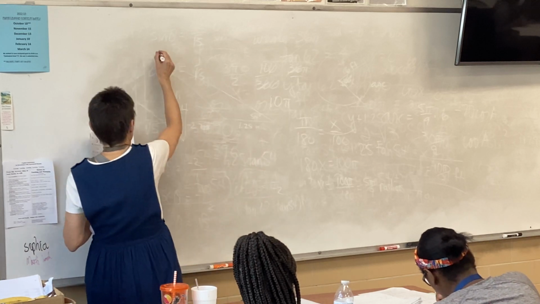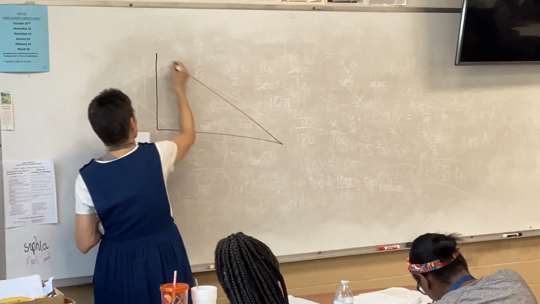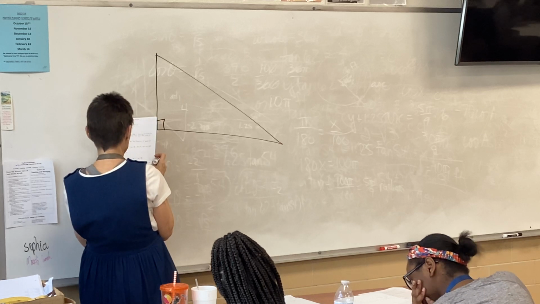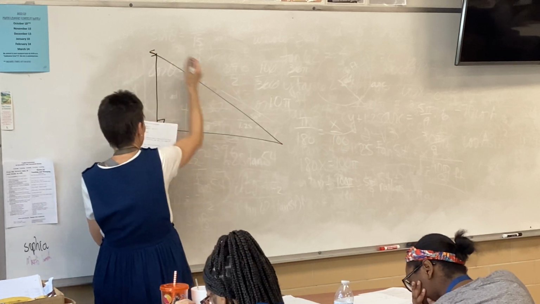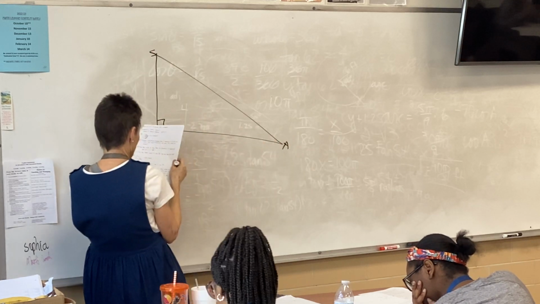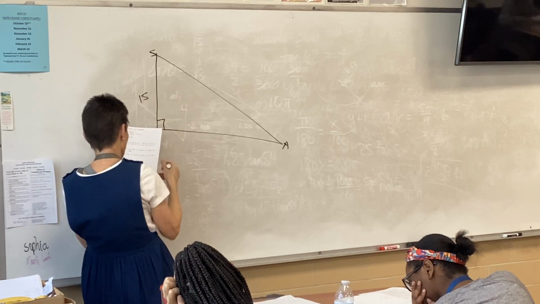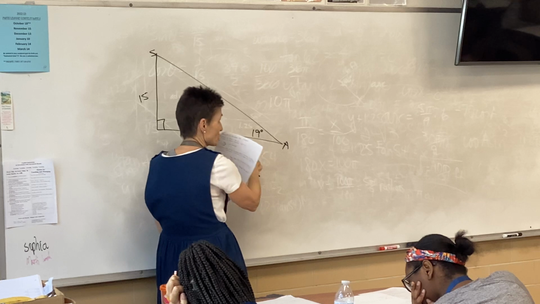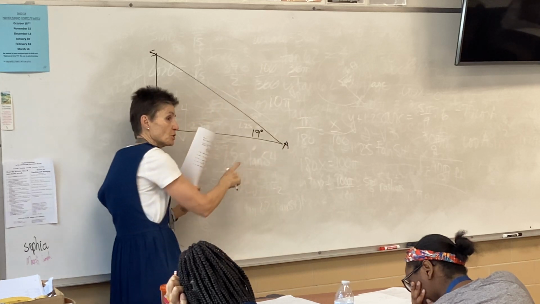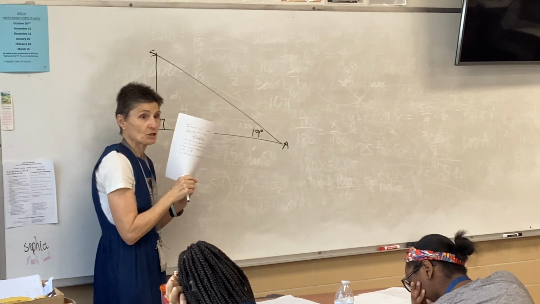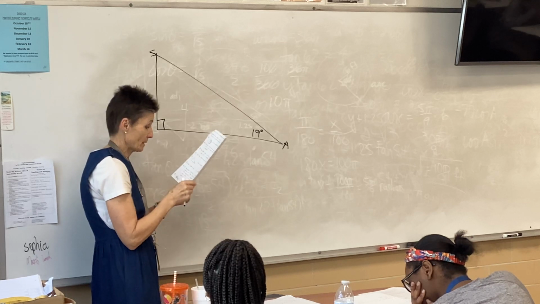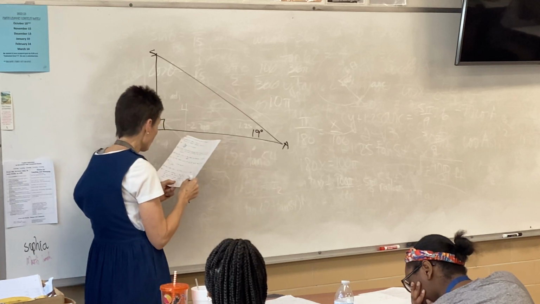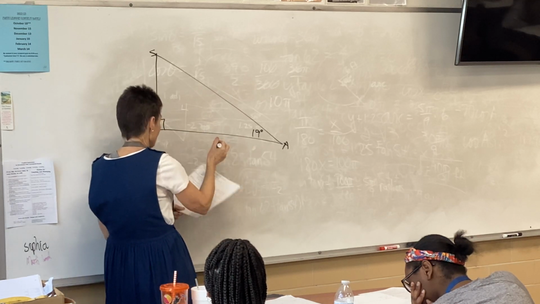So we have a squirrel on top of a tree, looking at an acorn on the ground. The tree is 15 meters tall. The angle of depression is 19, and remember, this is where we're putting our angles of depression and elevation. How far is the acorn from the base of the tree?